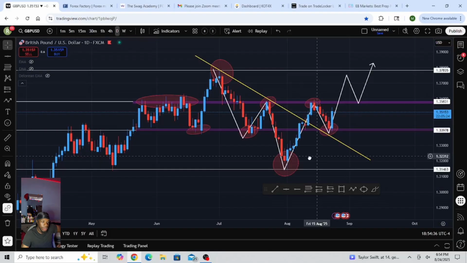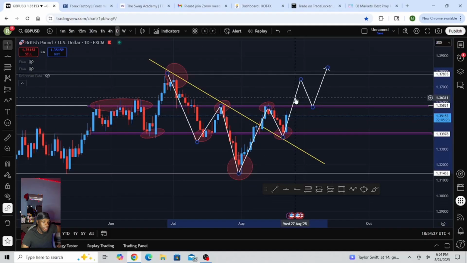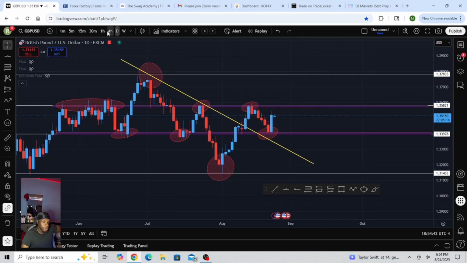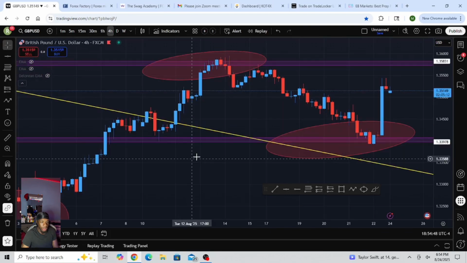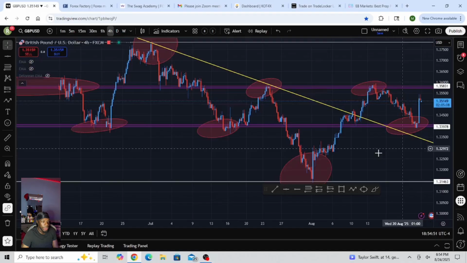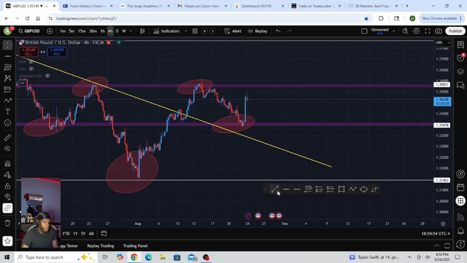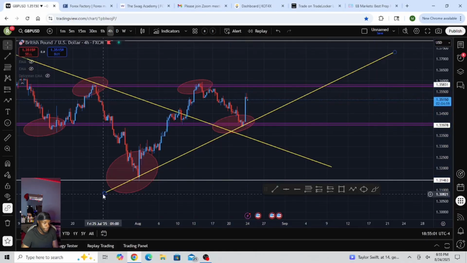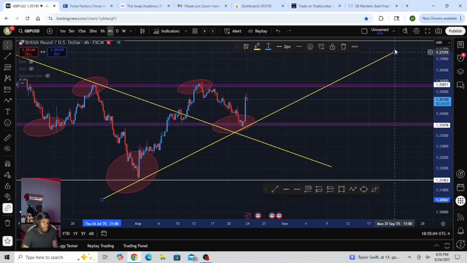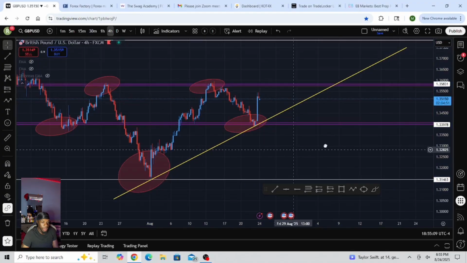So let me delete that, and we can scale down to the 4 hour to see what's going on. So even on the 4 hour, you can see overall, based on what we see so far, if we put a trend line here, I don't know if this looks a mess to y'all, so I'm gonna delete that. Safe to say, we can go off this trend line for now until that's broken.